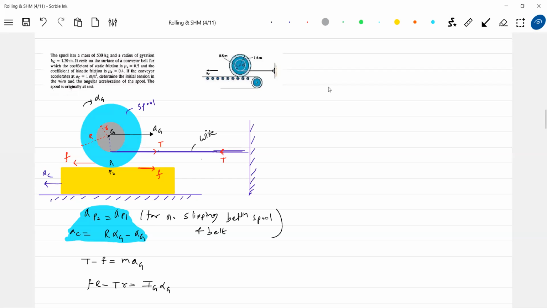How many unknowns are there? So substitute the aG value, substitute the alpha G value, and aC is given. T and F are unknown, both are unknown. So we have 4 unknowns and 3 equations. I need one more equation. From where? One more equation.